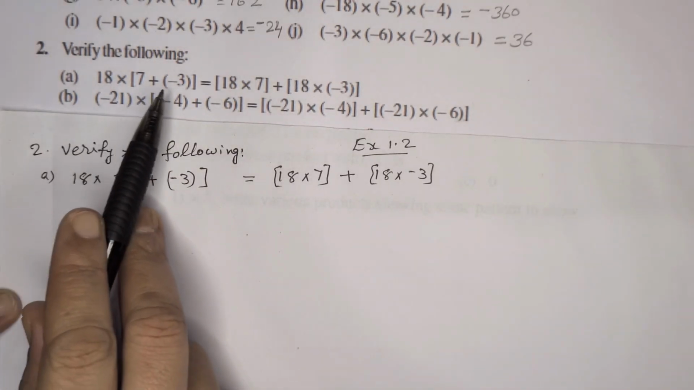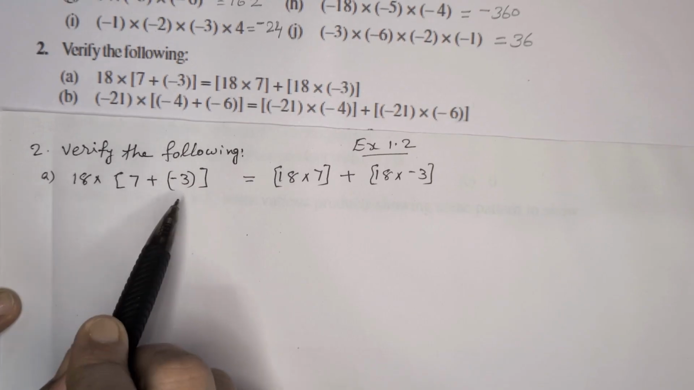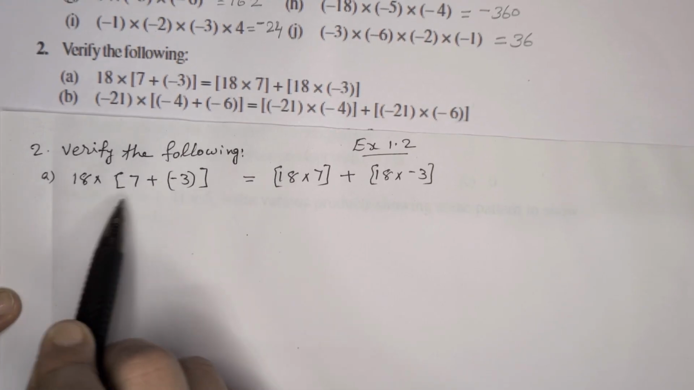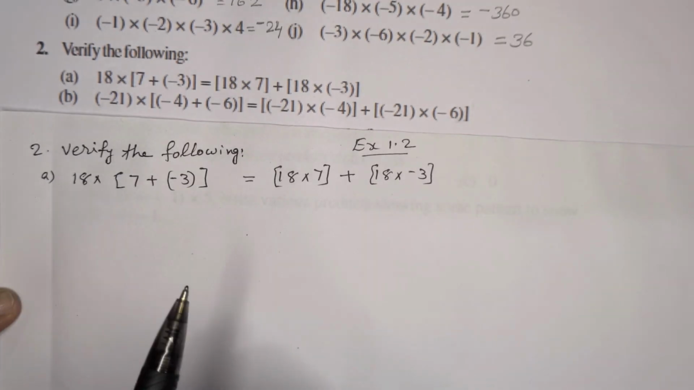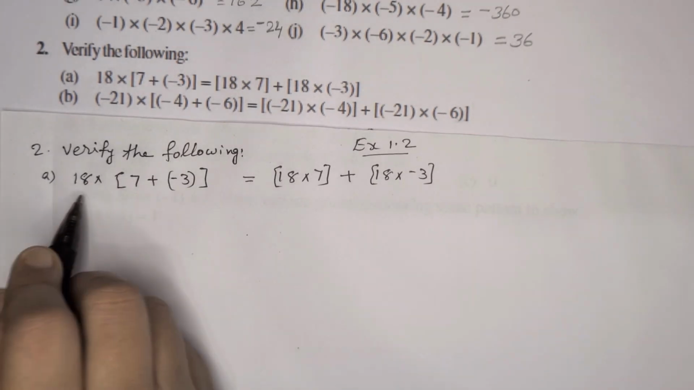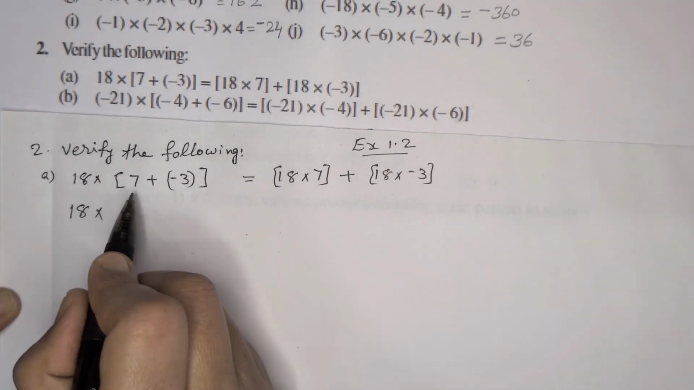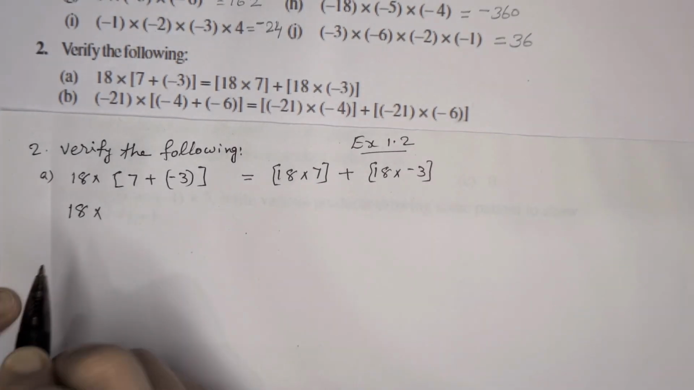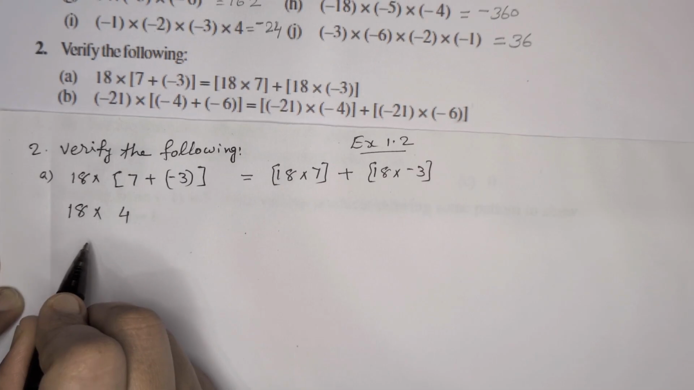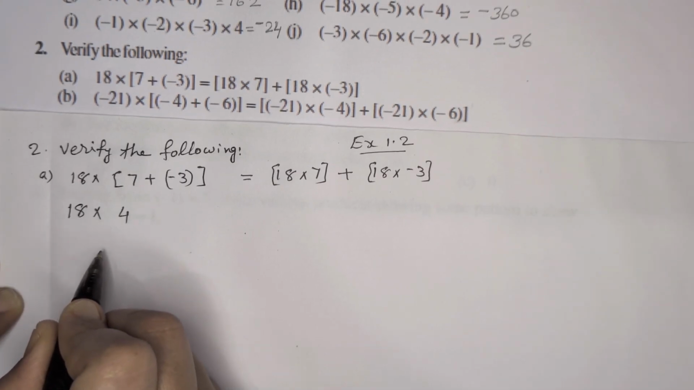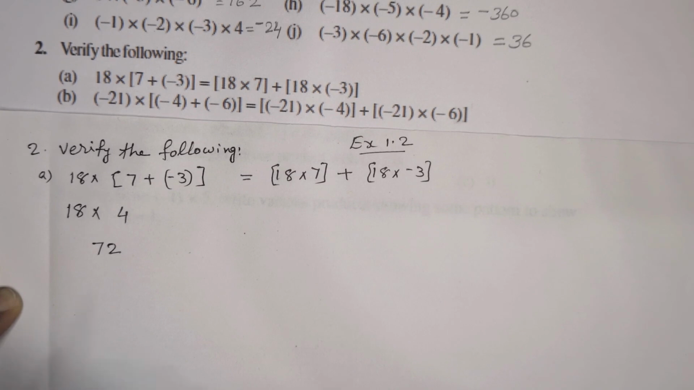Second question, verify the following. First one, 18 into 7 plus minus 3, that in square bracket, is equal to 18 into 7 plus 18 into minus 3. So when we are doing this side, LHS, 18 into 7 plus minus 3 will become 4. Then 18 into 4 is equal to 72. We can write that as 72.